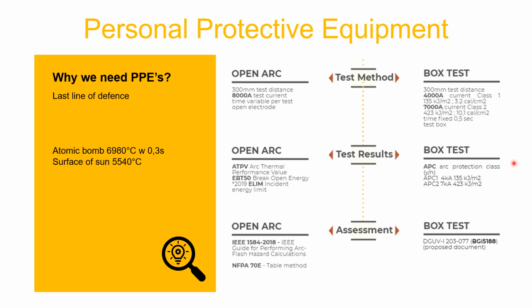And when we have box tested, then we refer to DGUV. For a very long time in Europe there was no method. So we had the method for testing PPE, but we didn't have a method for selecting the PPE, which is kind of strange. And this is, I think, from 2015 or 2012 only.